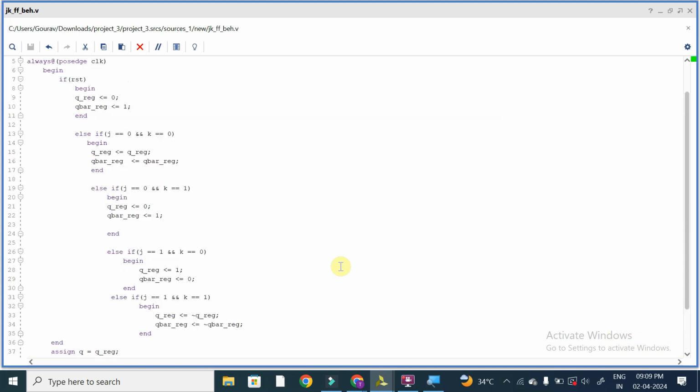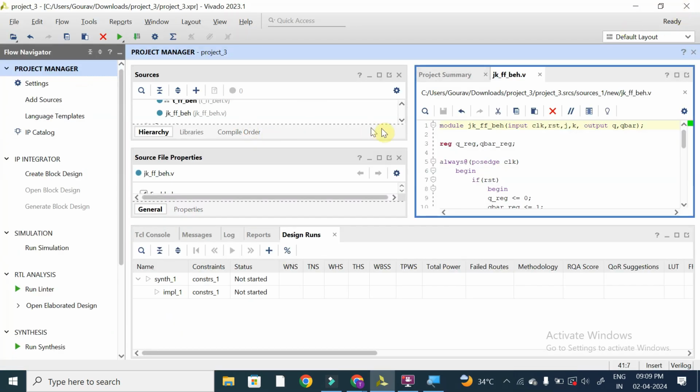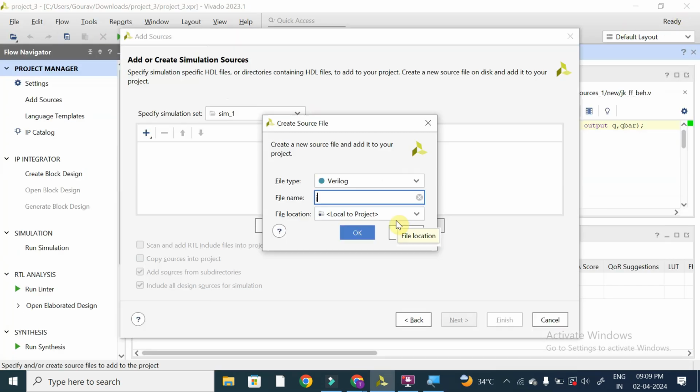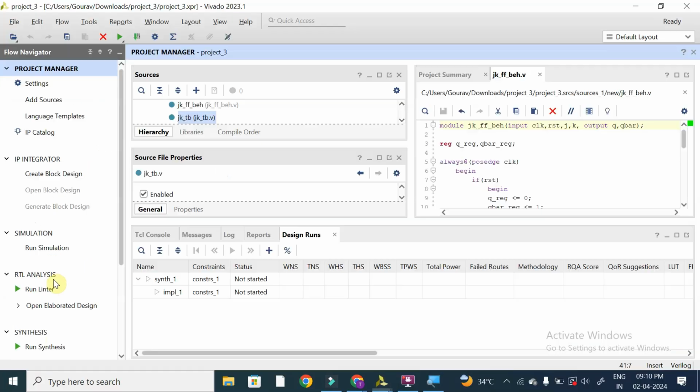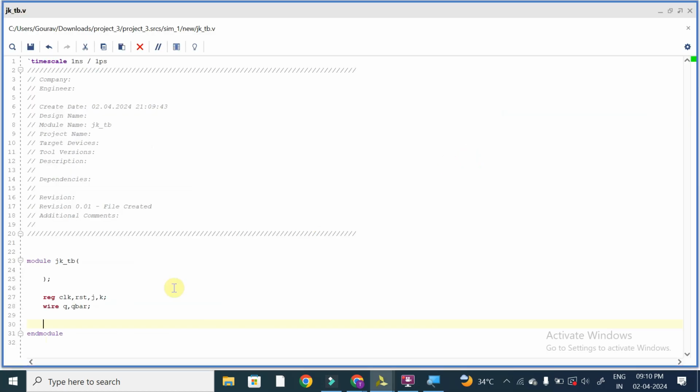Is this coding clear? So let me write the test bench for this also. JK_TB. Let me declare the inputs as reg and outputs as wire q, q bar. And my design name is jk_ff_beh.